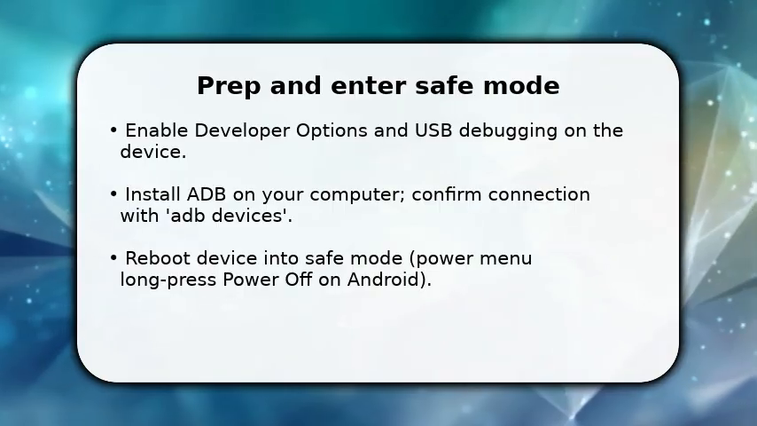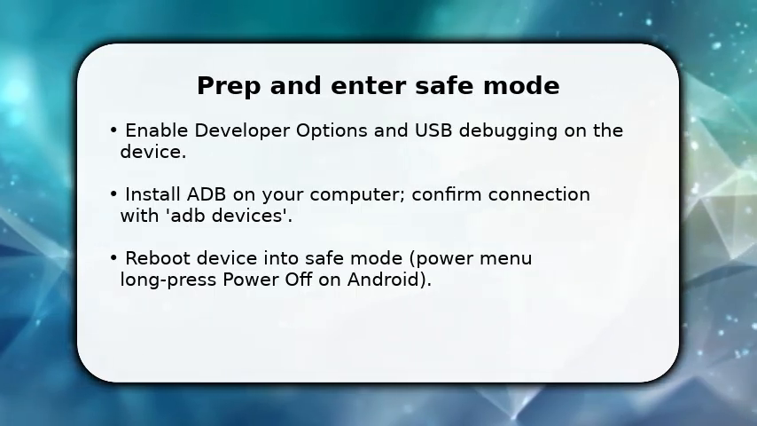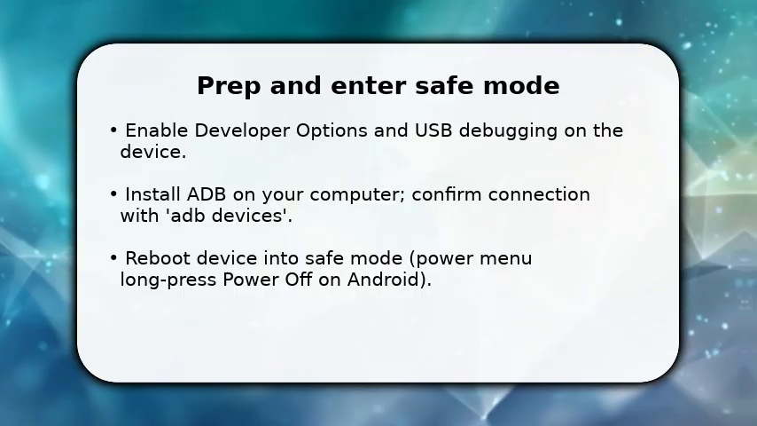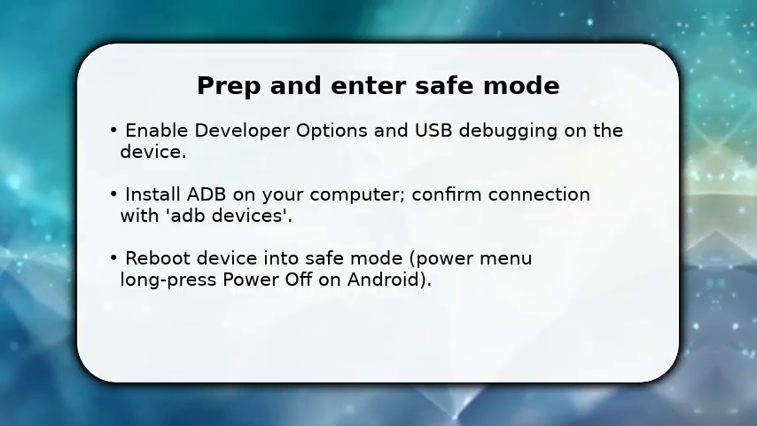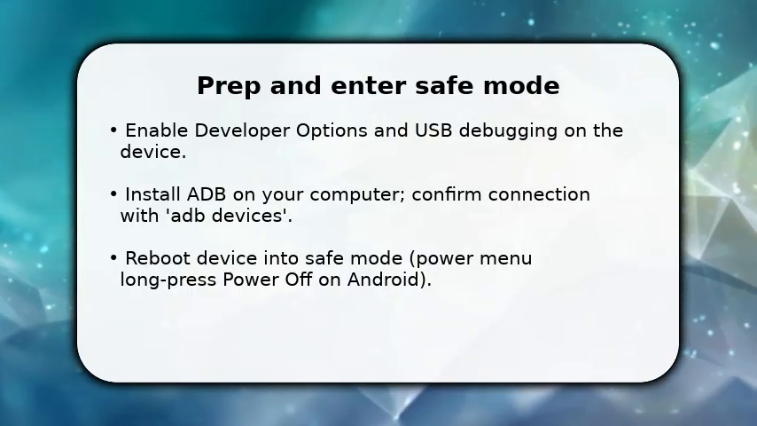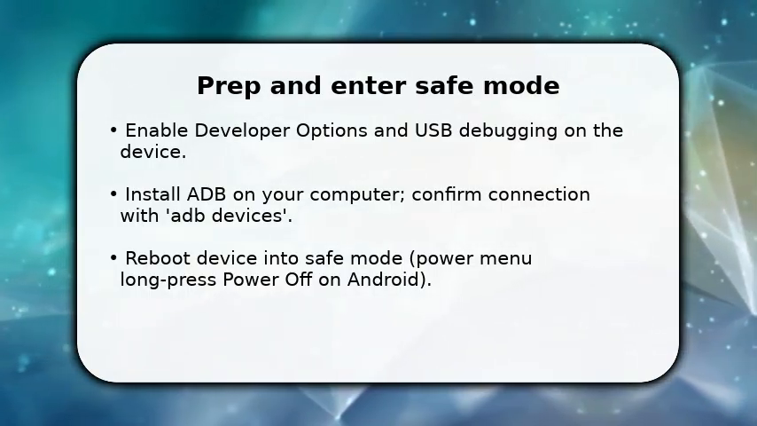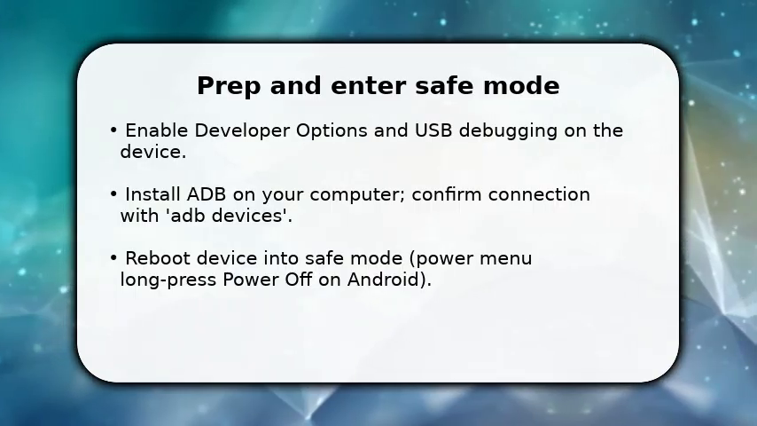You need 3 things before you start: developer options with USB debugging, a working ADB install, and the target app package name. Once those are ready, connect the device to your computer and run adb devices to confirm communication. Now reboot into safe mode via the power menu, long press power off, and tap safe mode.